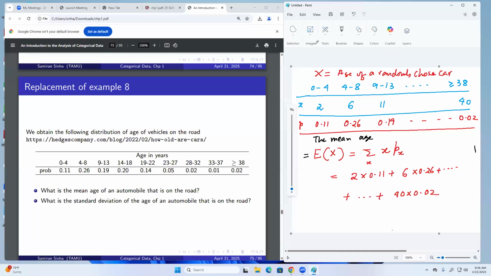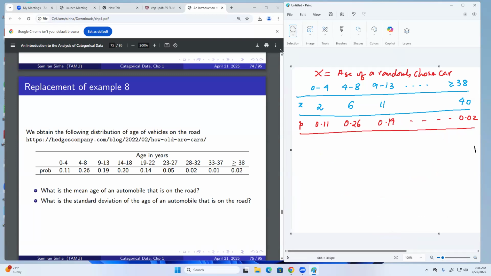Next question is what is the standard deviation? So you complete this one, you complete this task. What is the standard deviation of the age of an automobile that is on the road? For the calculation of standard deviation, first we calculate variance and then we calculate the standard deviation.